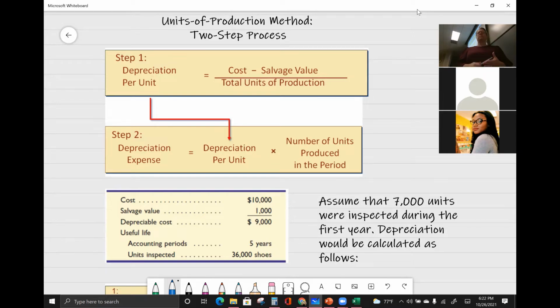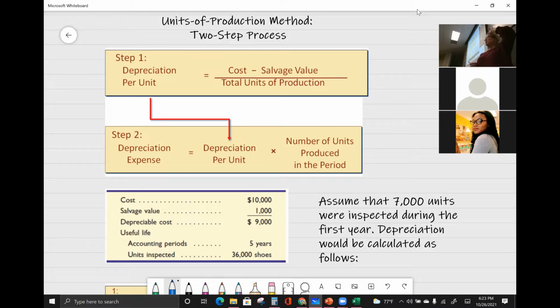Okay, so now we have the units of production method. We have 2 steps in the process to calculate that. We want to figure out the depreciation per unit. And then depending on how many units we produce is what the expense will be. So we're just going to come up with how much it is per unit, and let's say this year I produce a lot of units, well then it's going to be a higher expense, right? Because I'm going to multiply it by the number of units. So how do we get that number?